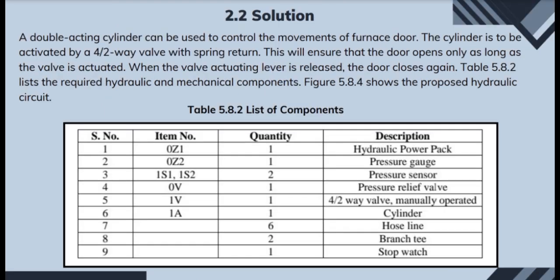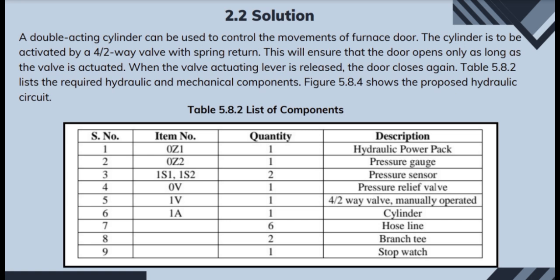A double-acting cylinder can be used to control the movements of the furnace door. The cylinder is to be activated by a 4-way valve with spring return. This will ensure that the door opens only as long as the valve is actuated. When the valve actuating lever is released, the door closes again. Table 5.8.2 lists the required hydraulic and mechanical components. Figure 5.8.4 shows the proposed hydraulic circuit.